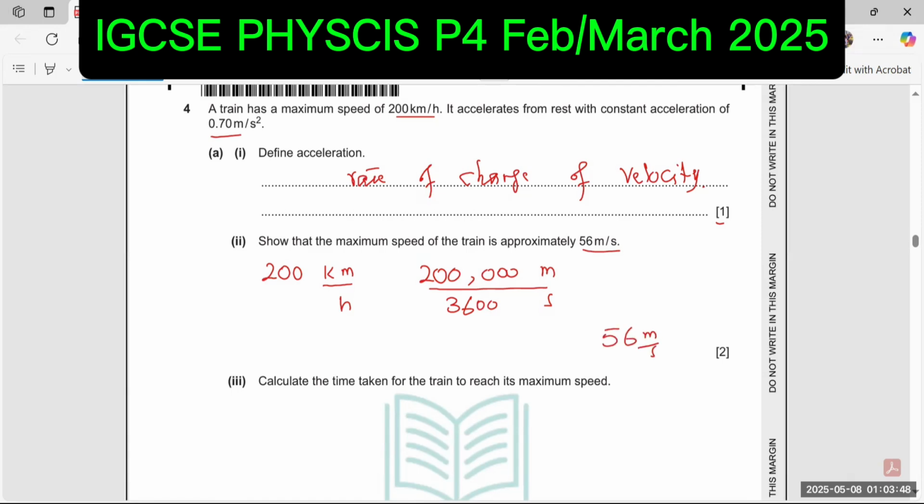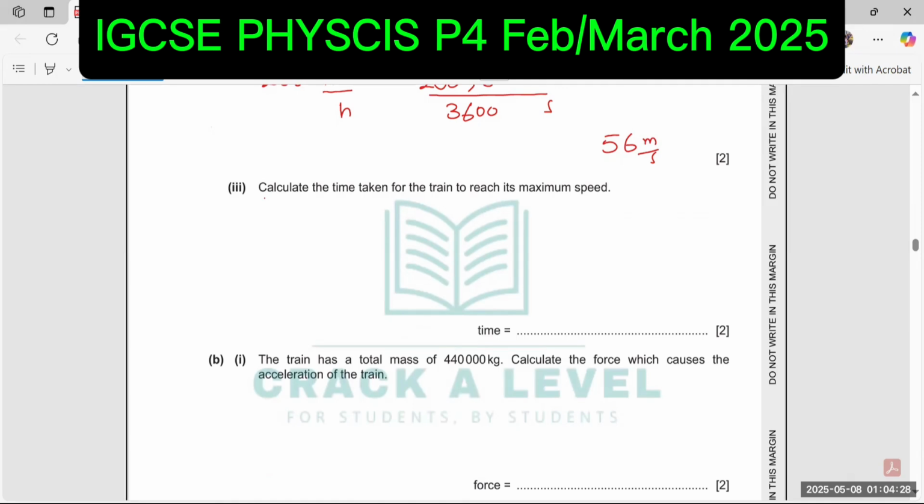Calculate the time taken for the train to reach maximum speed. What is the equation of acceleration? It is equal to change in velocity over time. So time is equal to change in velocity over acceleration. The change in velocity we just found, 56, and the acceleration was 0.7. You will get the time, that is 79 seconds.